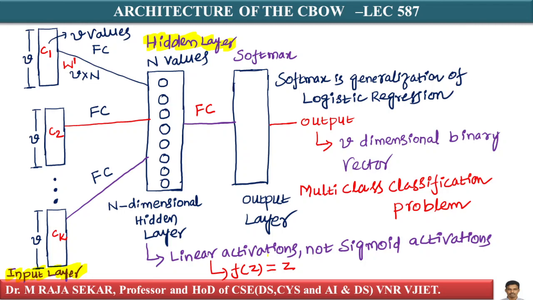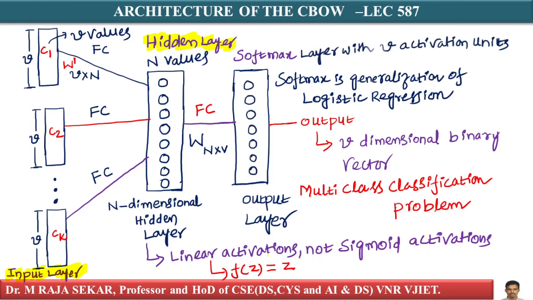There is this connectivity here. Let's call it W of n cross V, because you have n units as input here and V units as output. Therefore you need softmax of V units. In this softmax, you have V units to generate a V dimensional output. This is the structure, or architecture, of CBOW. Very simple: you have an input layer, a hidden layer, and an output layer.